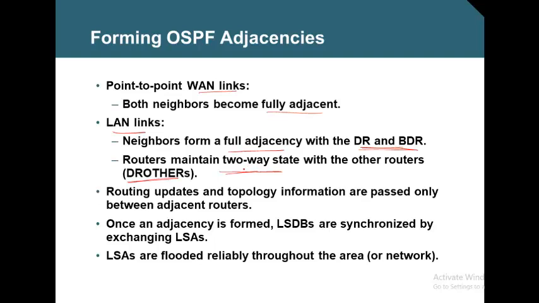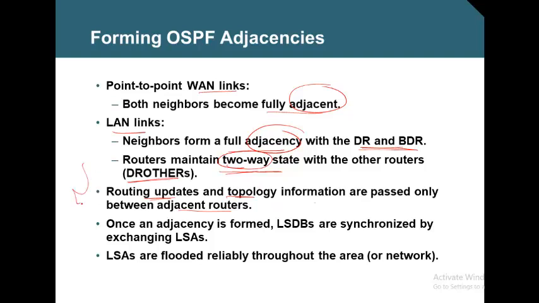Routing updates and topology information are passed only between the adjacent routers. That is what it means. Wherever you see adjacent, only to them the routing updates are sent. If you have two-way state only as a relationship, no update will be sent. No topology information will be passed. So they learn through the designated router. If you don't understand this, no worries. We are going to see in detail in coming slides.